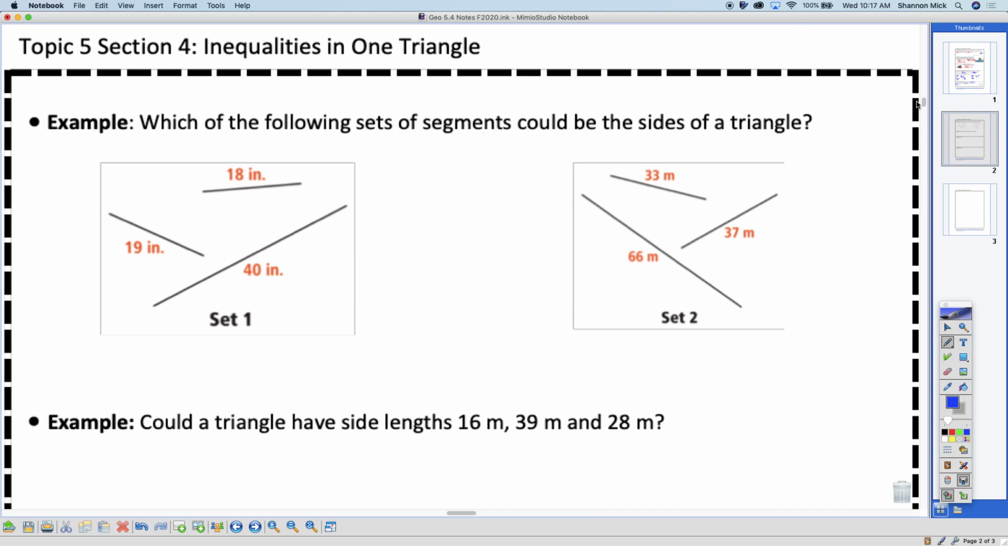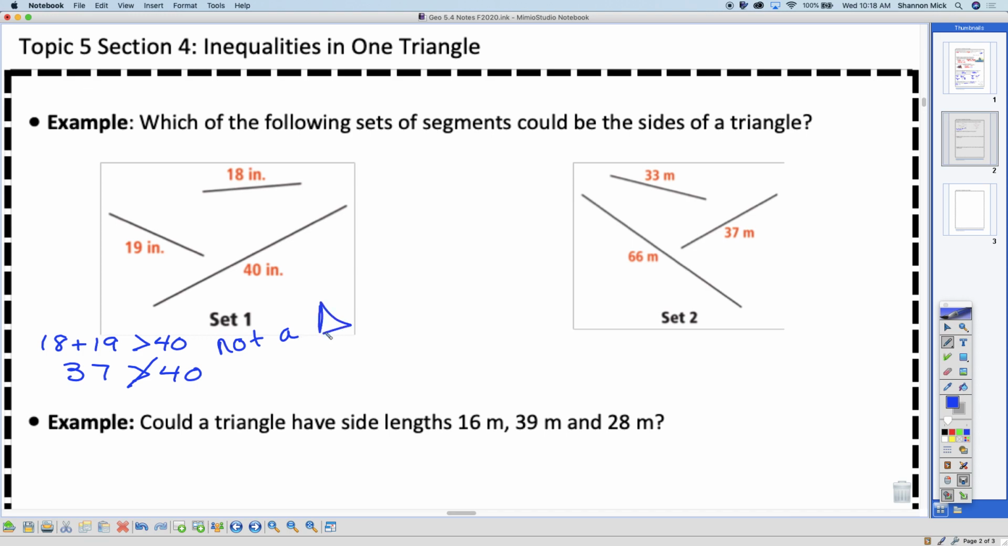Well, we got to add them, 18. So I have 18 plus 19 has to be bigger than 40. Is it? No. What's 18 plus 19? It's 37. Is 37 greater than 40? No, so I don't even have to keep going, do I? If it was, do I have to check the other sets? Yeah, I have to check all of them. But once I hit one that doesn't work, I'm done. So can I use these to make a triangle? Nope. Not a triangle.